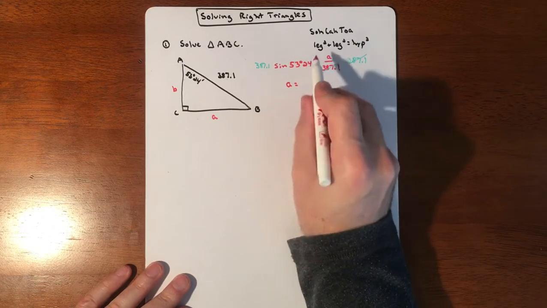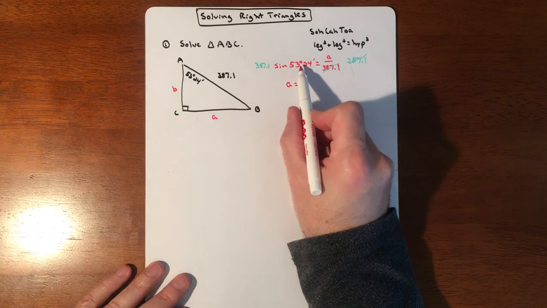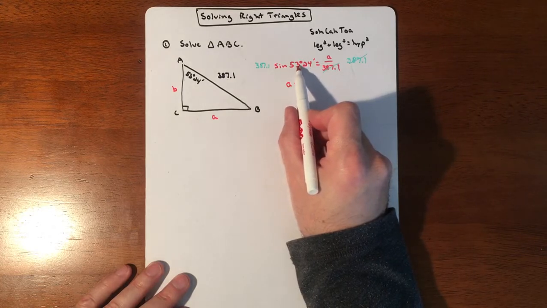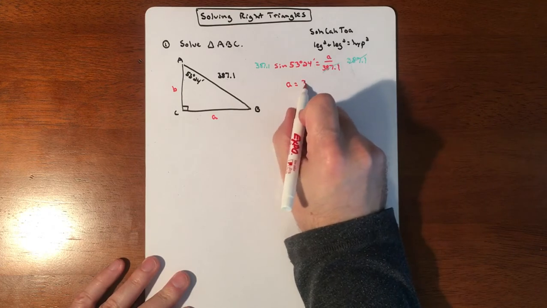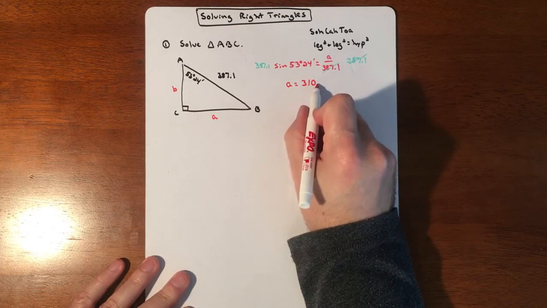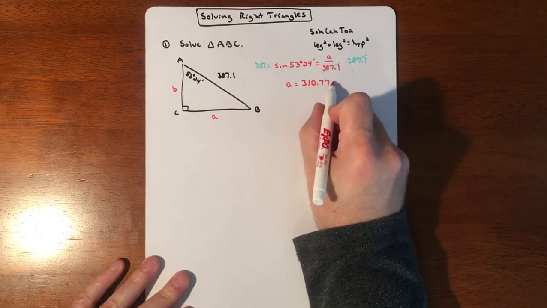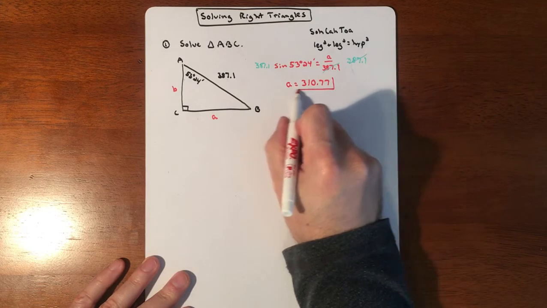So we're going to be typing that into the calculator. Make sure you're in degrees, and then you're going to press the angle button right above apps that has the degrees in minutes. So we type that into the calculator. That gets us 310.77 for our side A. Okay, so there's that length.